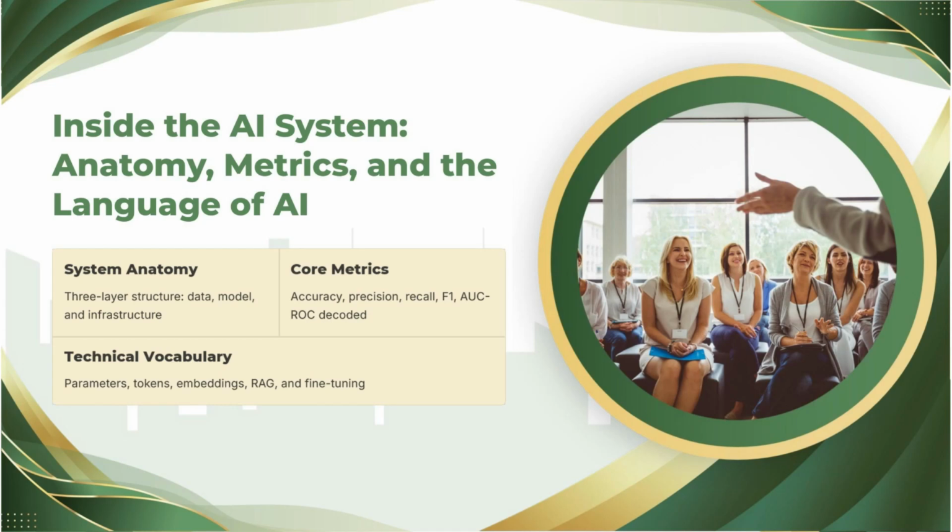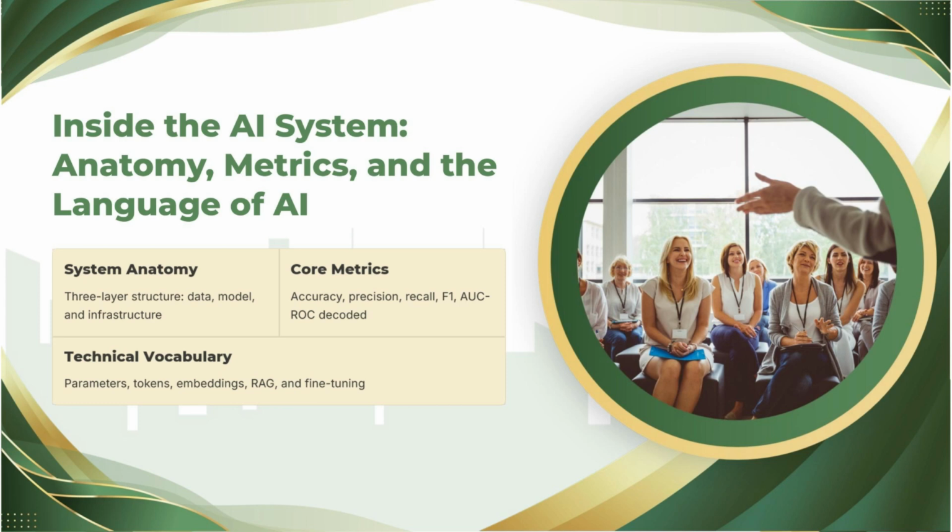Welcome back. In Chapter 1, we learned how machines think. Now, we go one level deeper into the anatomy of an AI system, its vital signs, and the vocabulary you'll need to hold your own in a room full of data scientists. Here's the plan for this chapter, organized around a few key areas of focus.